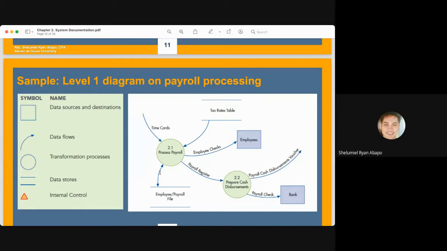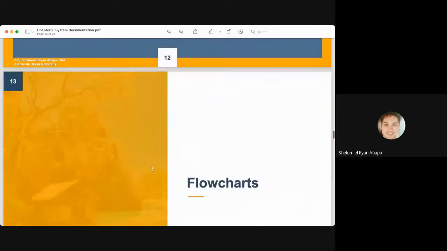And of course, the cash disbursements will include the payroll check preparation, which will be forwarded now to the bank, and the payroll cash disbursement voucher. And of course, the sending of employee checks to the employees as payment of their salary or compensation. Now let's proceed to flowcharts.